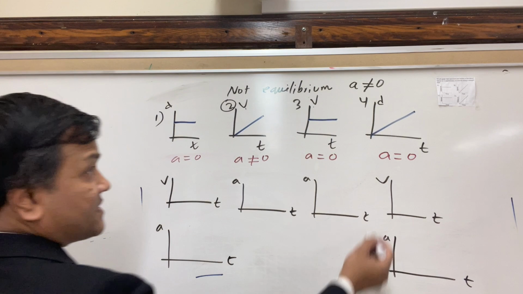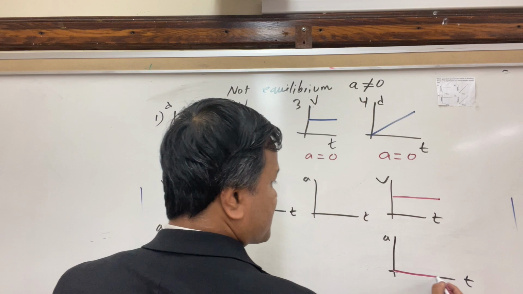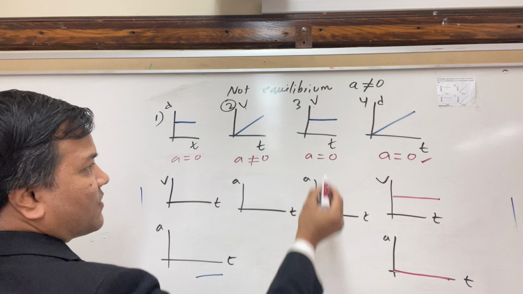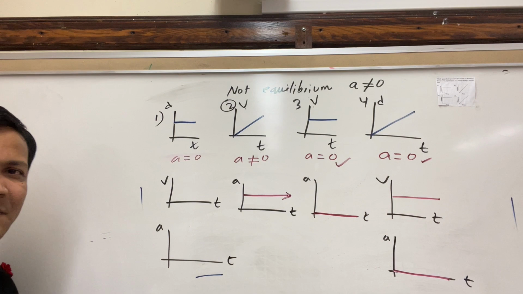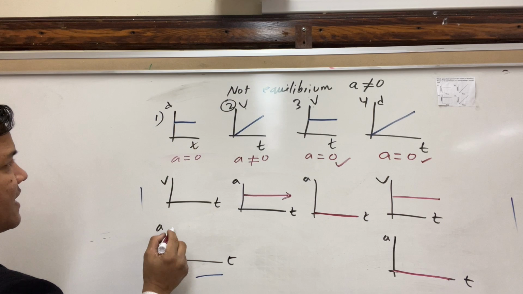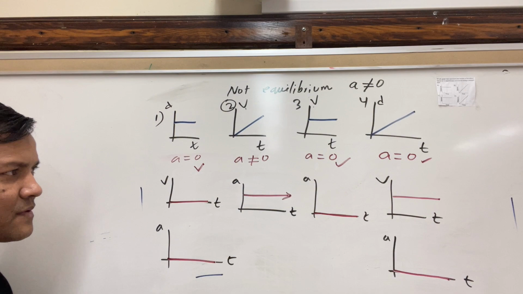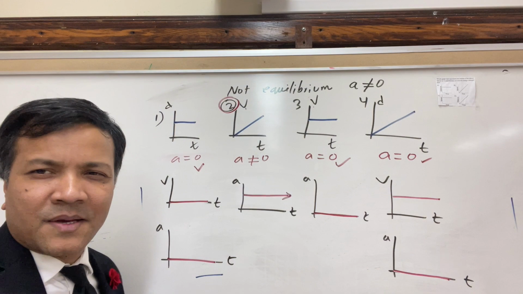Alright, if DT is a diagonal line, VT must be a horizontal line and acceleration must be zero. Proof. If VT is a horizontal line, acceleration must be zero. Proof. If VT is a diagonal line, acceleration must not be zero. Proof. If DT is a horizontal line, VT must be zero and acceleration must be zero. So the answer to question number 1 is, of course, B or 2.